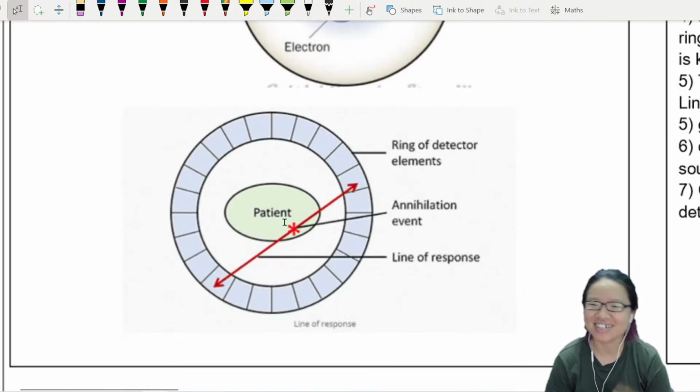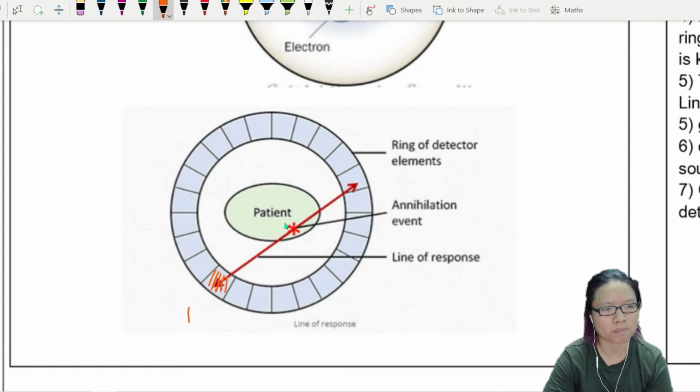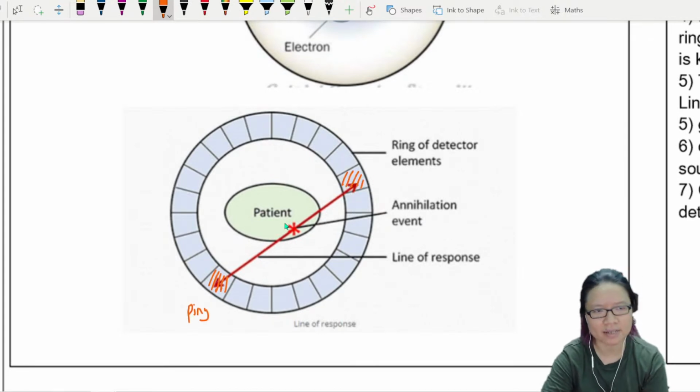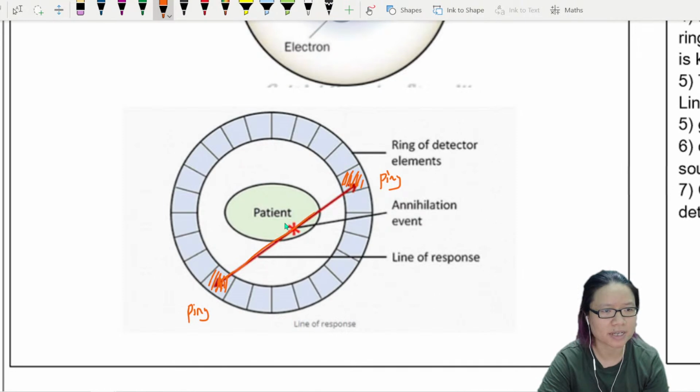So if this is the patient, and we release 2 gamma photons, and then I notice that this detector got a ping, and this detector got a ping. If I ping these 2 detectors, then I can draw a straight line between the detectors and say that any point along this line could be my radioactive source or my cancer cell.